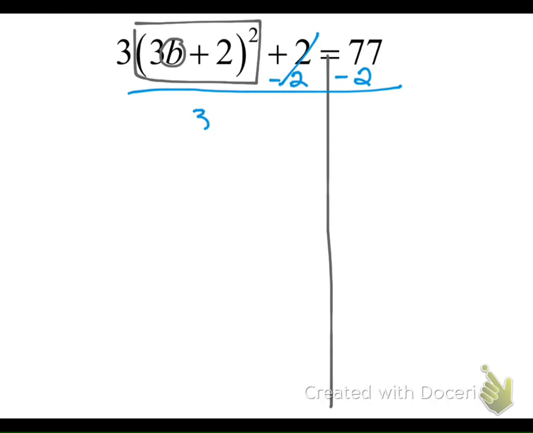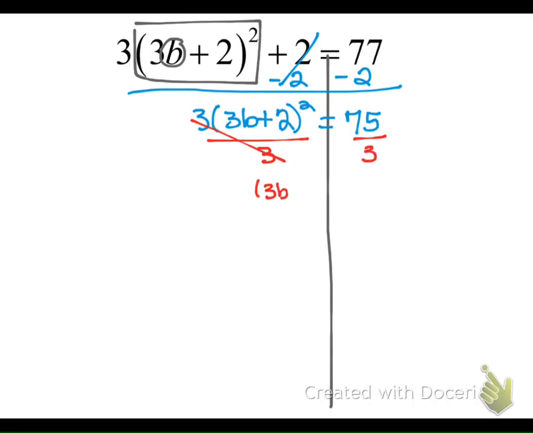So then I bring down everything besides the 2. And what's 77 minus 2? 75. Okay, now what do I get rid of? Divide by 3. So again, I bring down everything besides the 3 now. And what's 75 divided by 3? It's 25. Now it's my square by itself. Okay, so now I'm ready to move on to the next step.